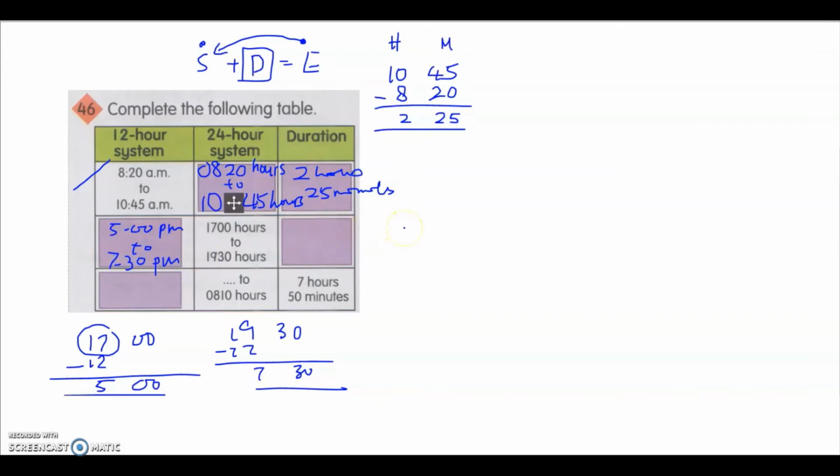Okay, find the duration. Right, the ending time is 7:30. Starting time, you minus 5 PM.